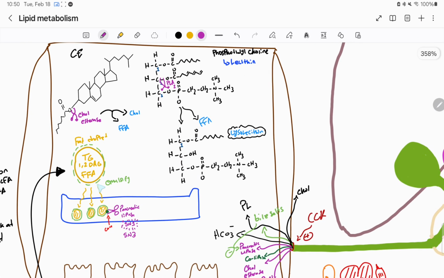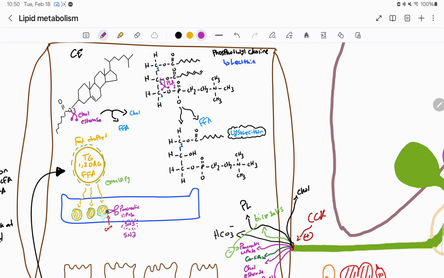So one more time, because I know this is very challenging. We had this fat droplet, which is hydrophobic. And the problem was that it can't actually interact with the water layer of the chyme inside of the duodenum. So what do we do? We bring in the bile. The bile will come and bind to this guy and emulsify it into these smaller little fatty droplets.